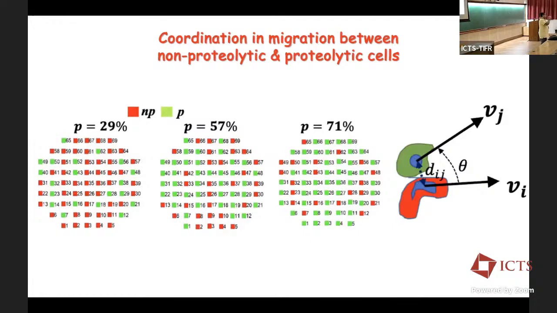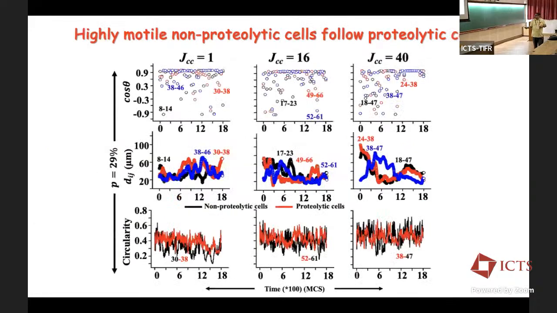Before we did that, since for a given simulation realization we already know the position of each proteolytic and each non-proteolytic cell, I can do a correlation between their direction vectors. If they were closely following each other, then my cos theta should be close to 1, and the average distance of separation between those two cells should not increase beyond a point. And which is what we saw. For the highly motile non-proteolytic cells, the value of cos theta is always hovering close to 1, which means that the non-proteolytic cells are very closely following the proteolytic cells, and the Dij is always within a limit.